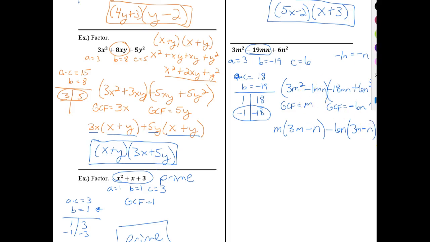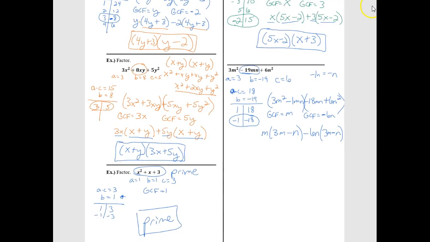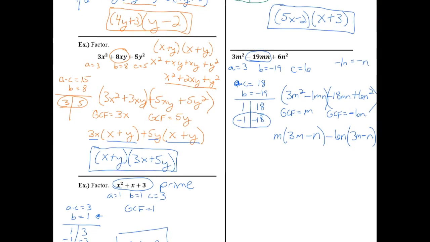And again, I know that I did this right because I see that I have 3m minus n and 3m minus n. So that is my GCF, 3m minus n. And what's left when I take that out is an m minus 6n. m minus 6n. And that's as far as we can go.